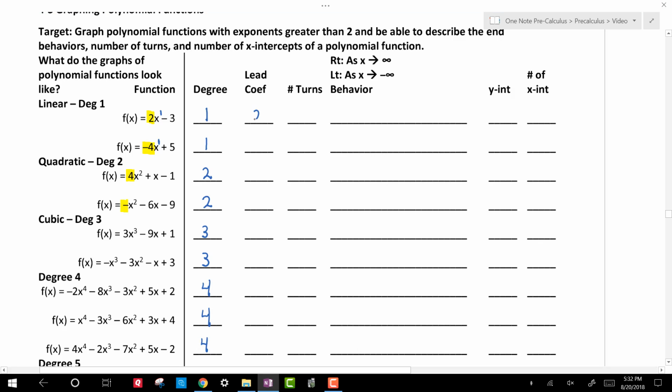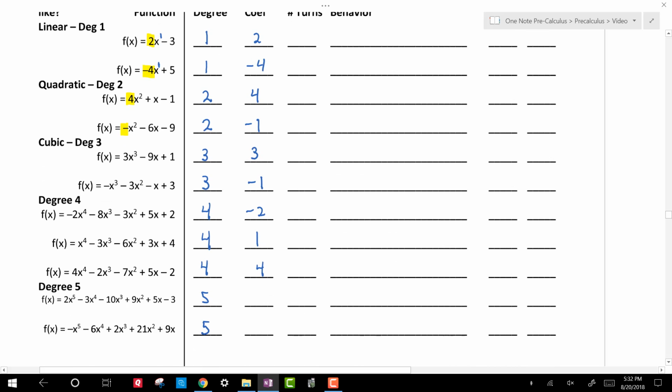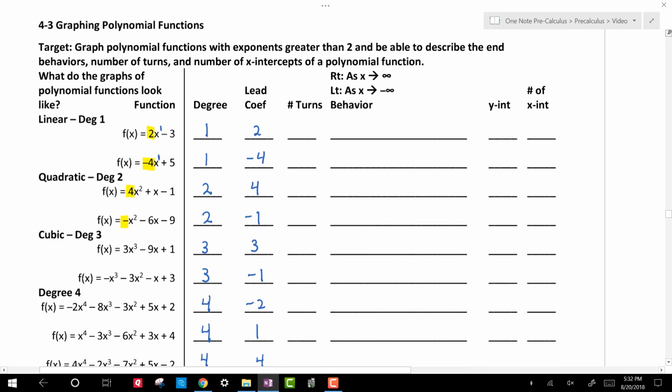So this one would be positive 2, negative 4, positive 4, negative 1, positive 3, negative 1, negative 2, positive 1, because this is 1x to the fourth, positive 4, and positive 2, and negative 1. Okay? So lead coefficients. All right?